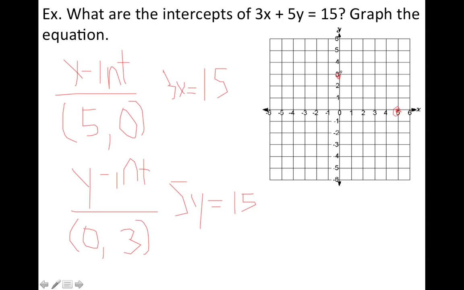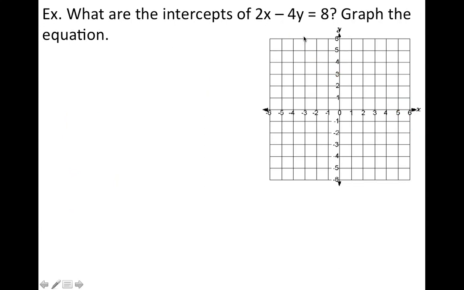Since we have 2 points on our graph, we can graph the equation. So just draw a straight line through those 2 points, and we are done. So you guys go ahead, find your x and y intercepts, and graph the equation. Your x-intercept should be at 4, 0, and your y-intercept should be at 0, negative 2. So draw your line through those 2 points, and you have graphed your line. Again, your x-intercept is 4, 0, and your y-intercept is 0, negative 2.